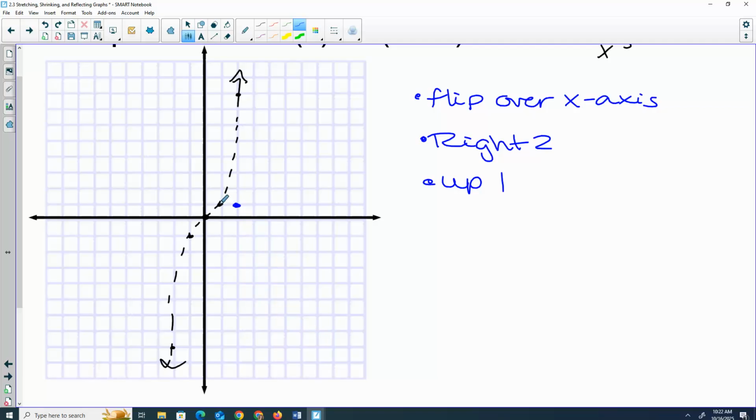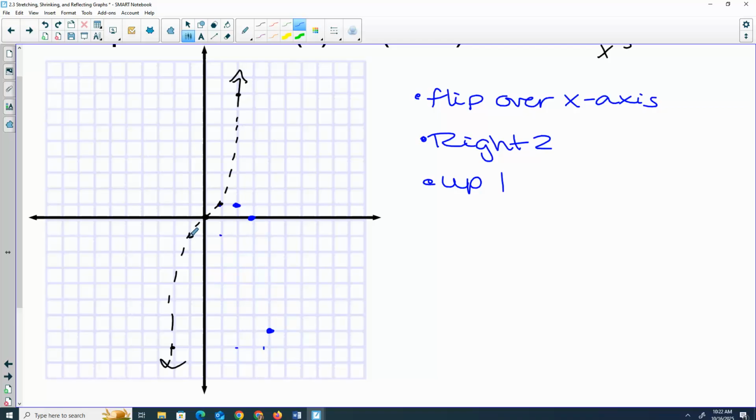Alright, if I take 1, 1, and I flip it, where does it go? So now I'm at 1, negative 1. Then I go right to up 1. So I took this point, flipped it over the x, and then went right and up. Okay, if I took, let's go ahead and do these. If I took 2, 8, if I flip it over the x, it goes to 2, negative 8. And then right to up 1.